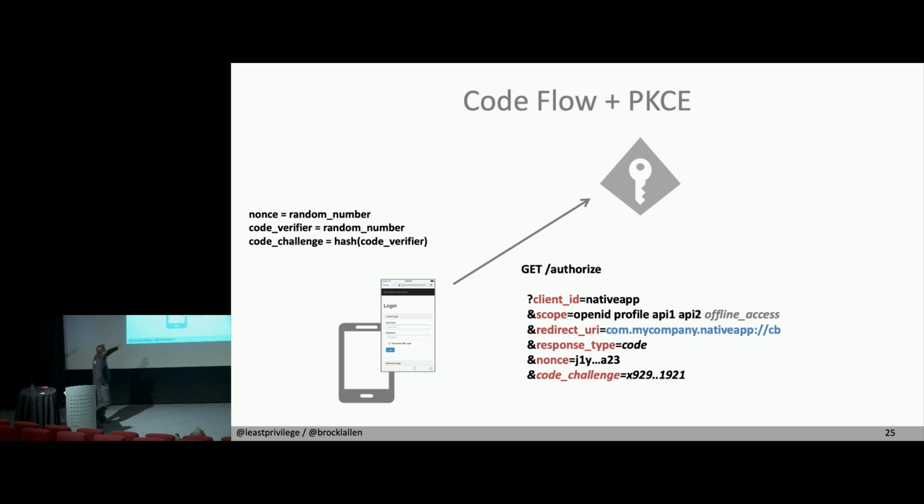You can see basically you are creating a so-called code verifier. That's a random number. The client creates a random number called code verifier. Then the client hashes that random number and sends that along and calls it the code challenge. Okay? Now on the server side, the token service will associate the code challenge with the code that he will emit.